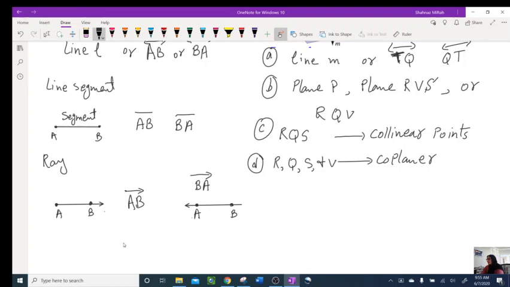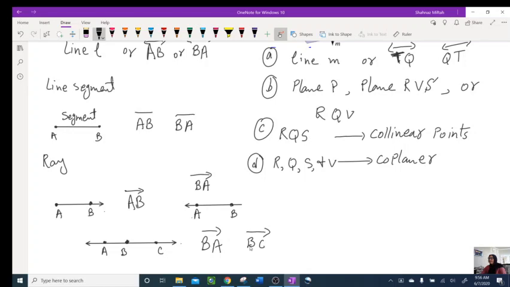Opposite rays are rays that share the same endpoint. For example, I make 3 points here: 1, 2, 3. So this is A, that's B, that's C. So I can say the opposite rays: BA. Do you see that? I'm starting at B and going in the A direction. And if I start at B and go in the C direction, that's going to be BC.